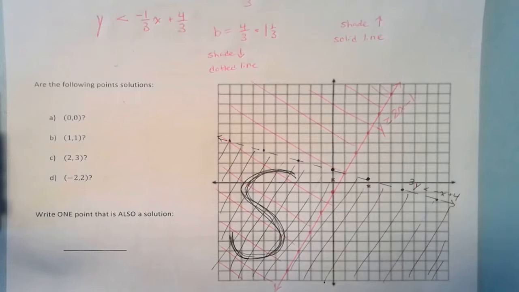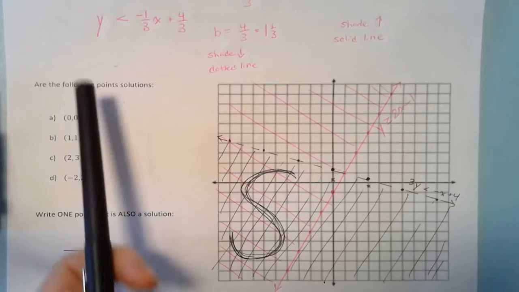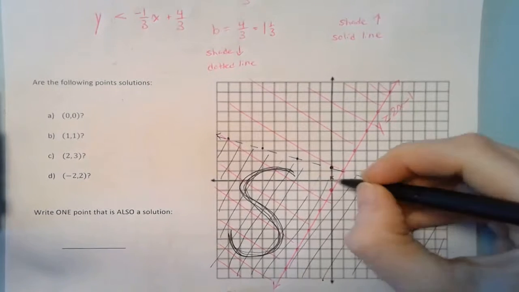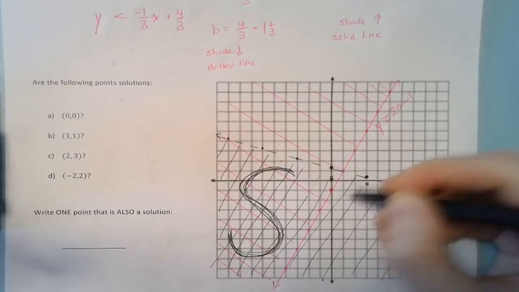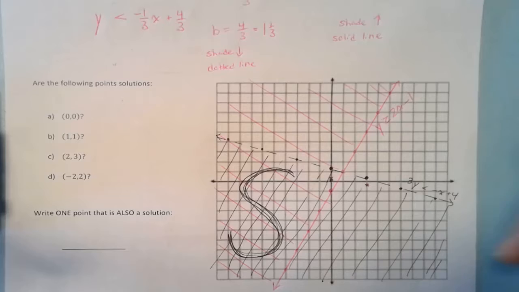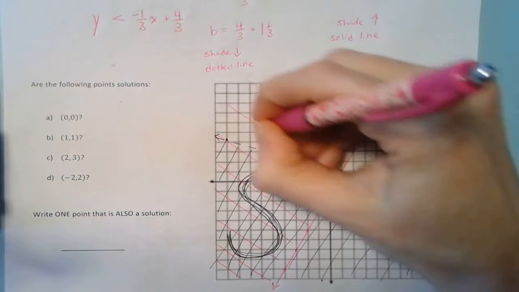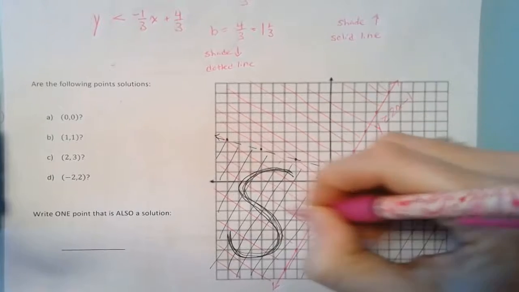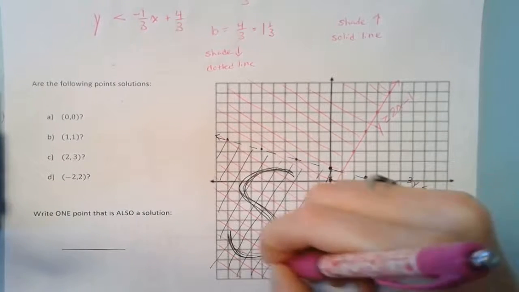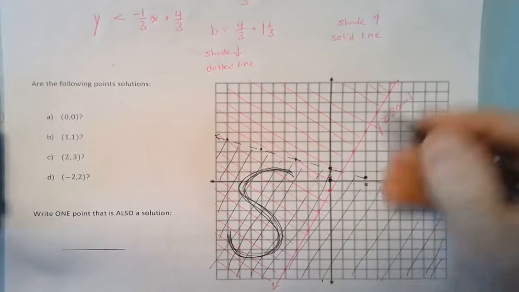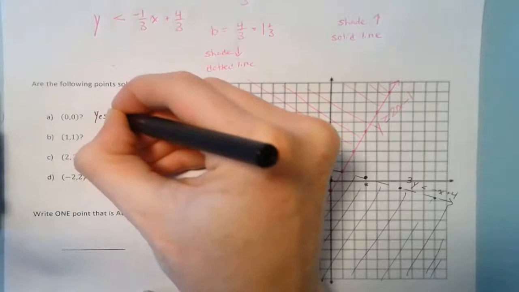So first question, I have a bunch of different points I'm asking you, are they solutions? So the point 0, 0, is the point 0, 0 a solution? It's right here. And if you notice, it is in the cross-hatching space, right? I'm going to even draw one more line here so you can see it. Draw a bunch of different lines so you can really see the crisscross area. So 0, 0 is right here, and it is in the solution set.